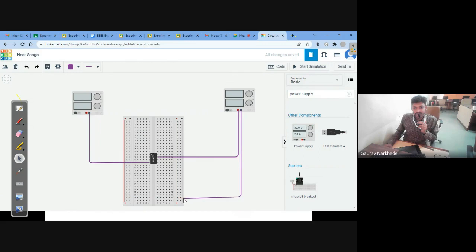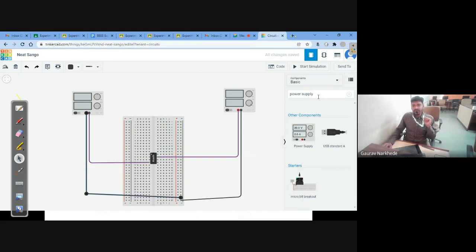Let me say that this complete horizontal green highlighted line is your ground connection. So I'm giving the positive also to ground. I hope that this is clear to you. Now I can say that I have given the power supply to the operational amplifier.